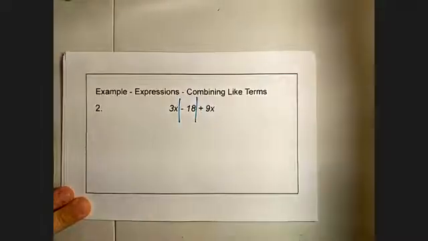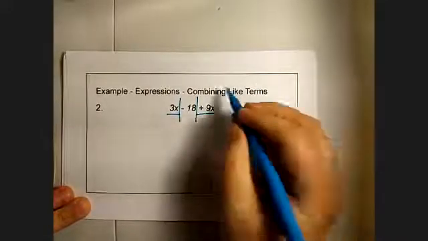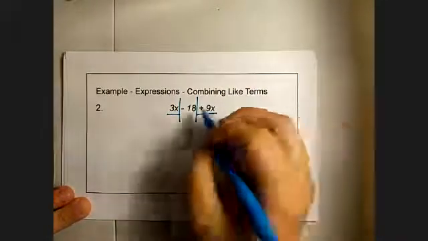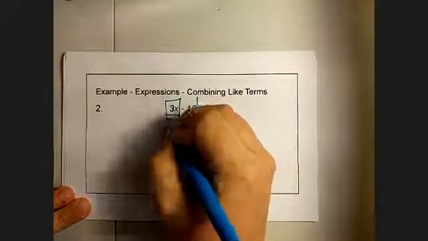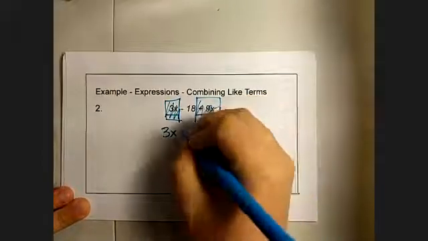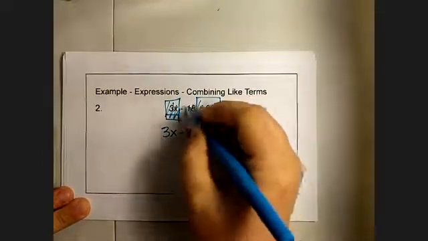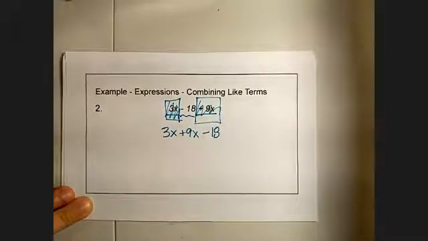Great. Now we can look at this and say, I know 3x is going to go with the plus 9x. Those are like terms. They have the same variable. So I'm going to rewrite them so that they are together. I'm going to rewrite that chunk, 3x. Plus 9x, I'm going to rewrite that chunk. And then this one here doesn't have a friend, but we can put it on at the end.